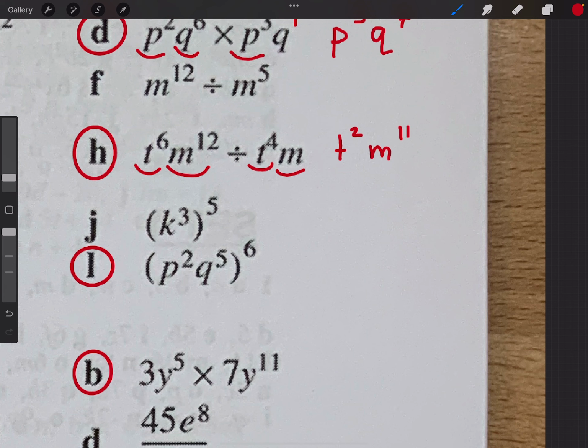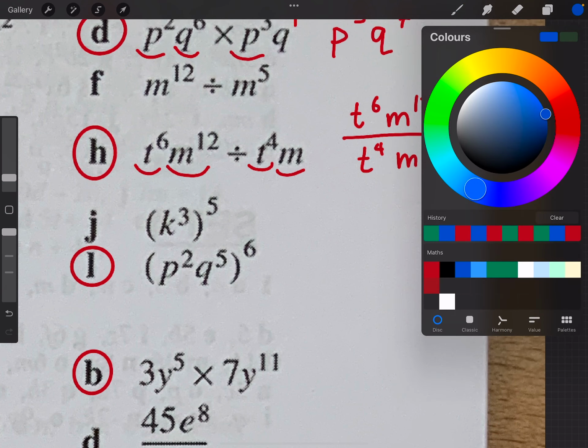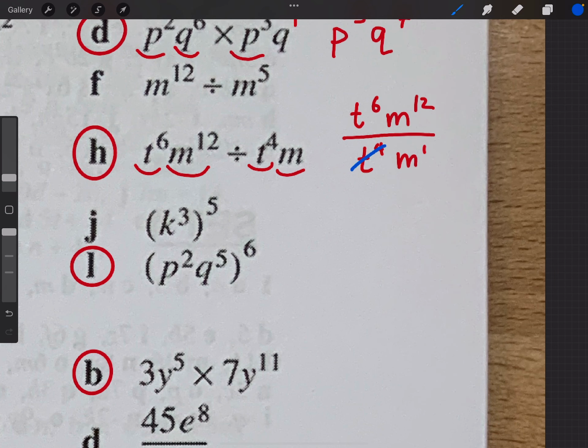Or if you want, you can put it into a fraction. And I'll show you the fraction way right now. So t to the 6 m to the 12 divided by t to the 4 m to the 1. Alright, we simplify this. So we divide this one by t to the 4, you get 1. Divided by t to the 4, you get t to the 2.